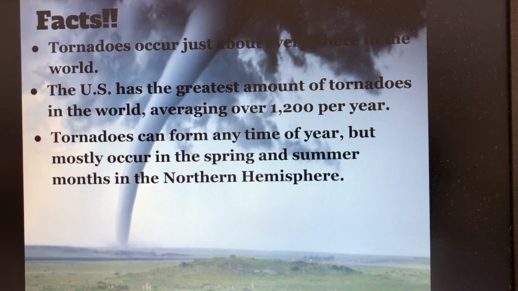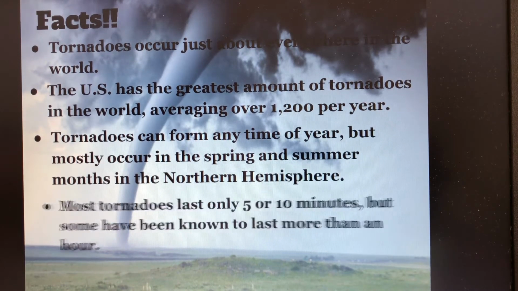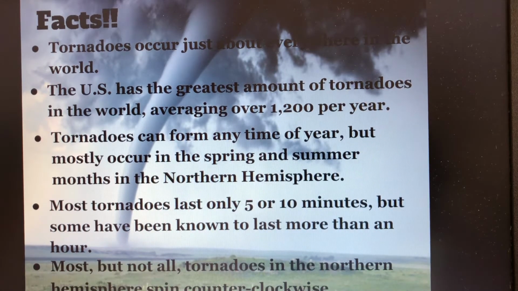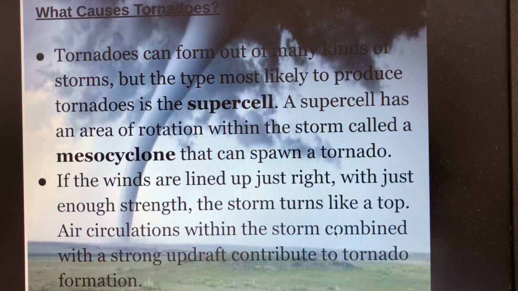They can form any time of year, but mostly they occur in the spring and summer months in the Northern Hemisphere. Most tornadoes last only 5 to 10 minutes, but some have been known to last more than an hour. And most, but not all, tornadoes in the Northern Hemisphere spin counterclockwise.